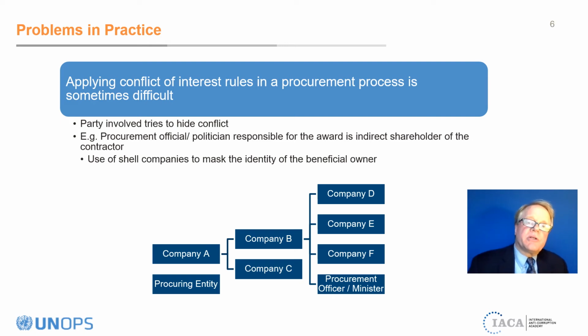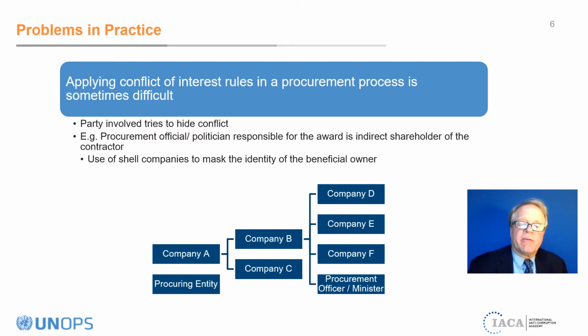It's important to stress that in practice, it can be very difficult to discern whether or not a conflict of interest exists. The parties involved may try to hide the conflict of interest, but even if they don't, it can be very difficult to untangle. The chart here on this slide shows a complex situation, for example, where there's a series of corporate entities that lie between the procuring officer and the procuring entity.